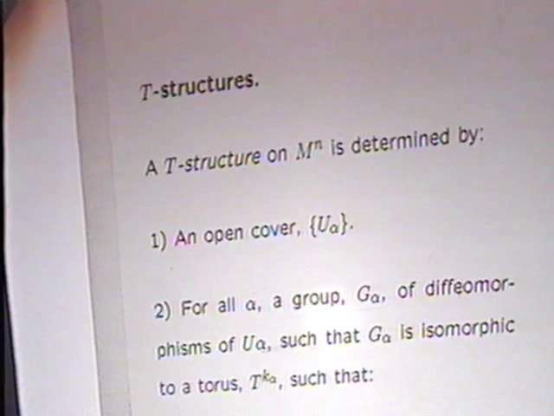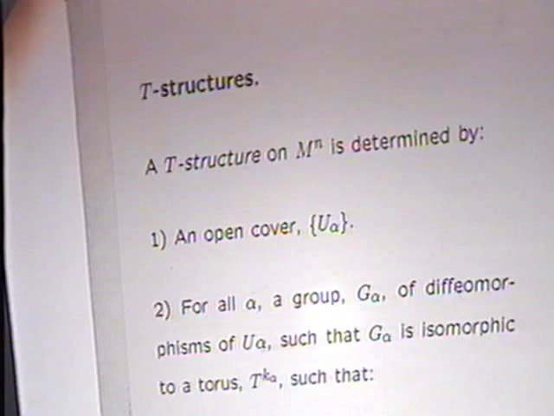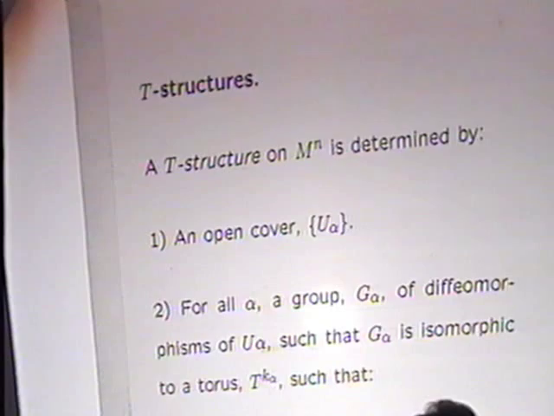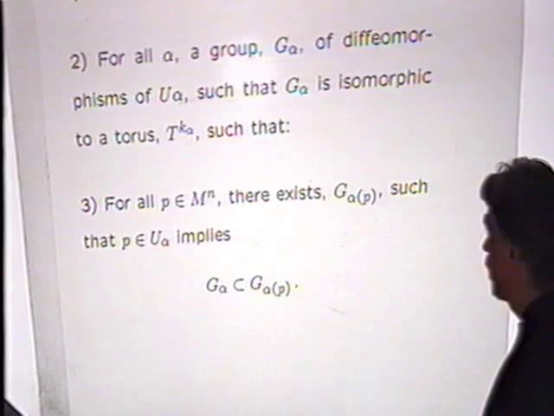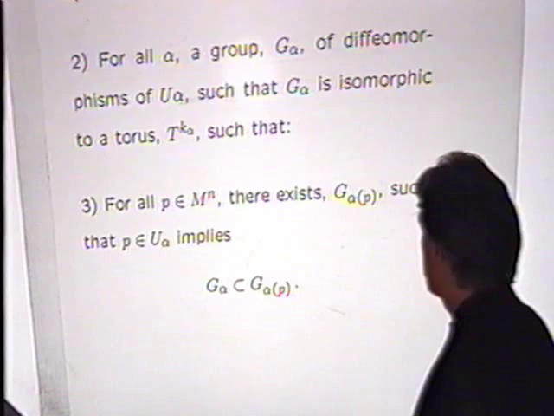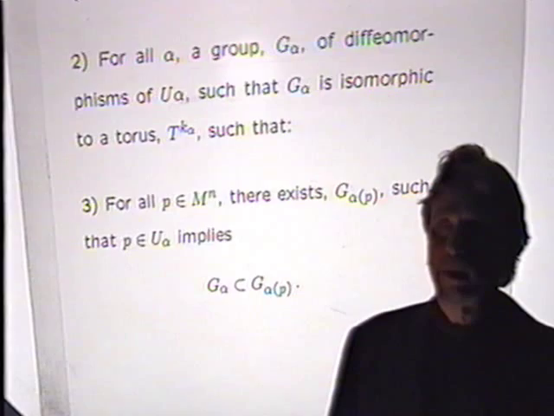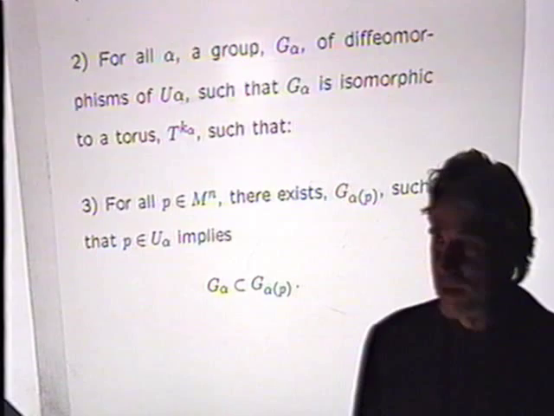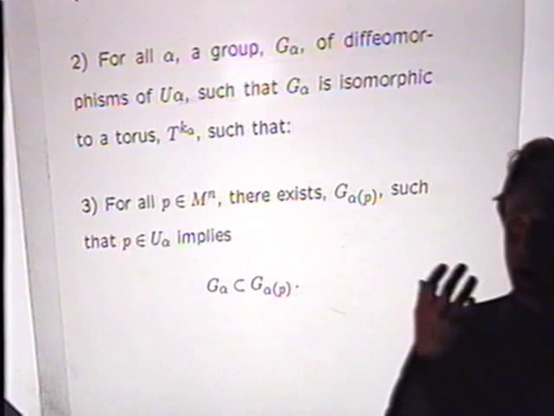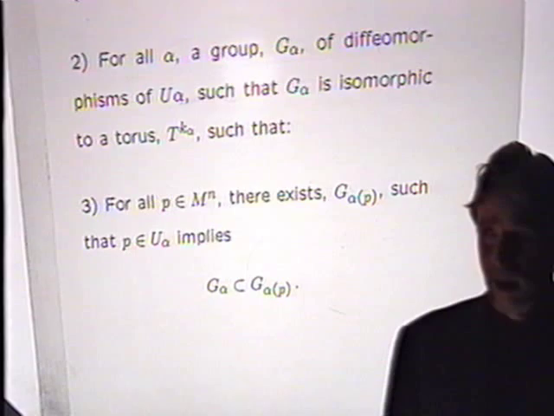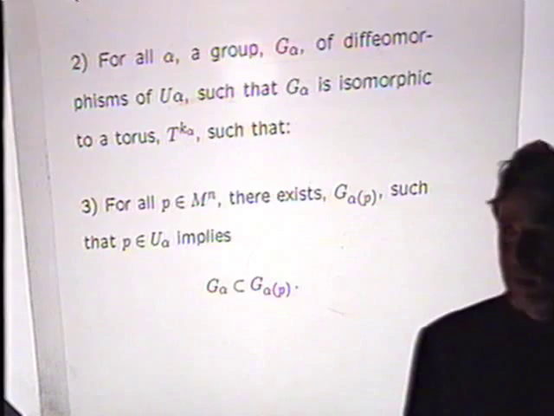So let's define a topological structure called, by convention, a T structure, T for torus. And this is really more like an atlas for the T structure, but anyway. So let's imagine that we have on a manifold an open cover, say locally finite, and on each of these U alphas in the cover, there's a group of diffeomorphisms which is isomorphic to a torus, but not, so to say, in some canonical way. And the dimensions might vary, but for every point, there'll be some largest one that contains all the others. So that's kind of the consistency condition. At every point, there'll be a largest one, and all of these other torus actions fit inside of it. Okay. So such a thing is called a T-structure.